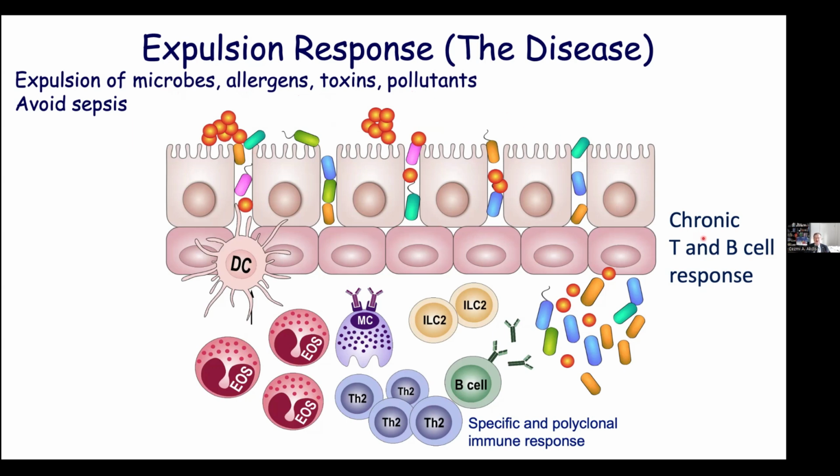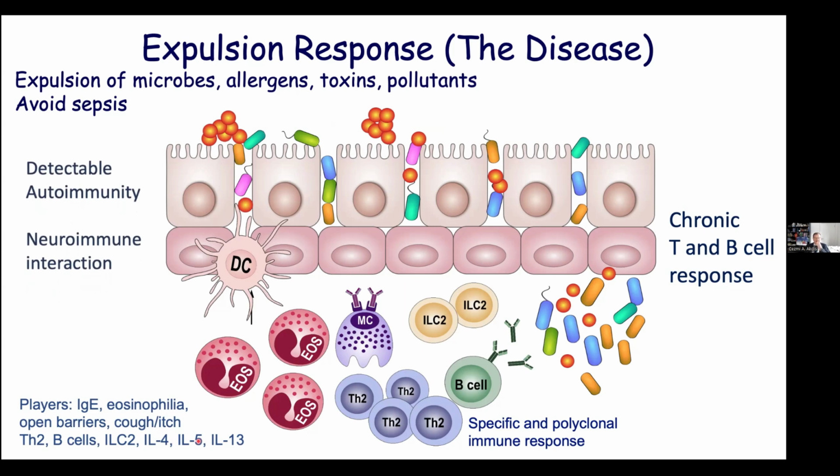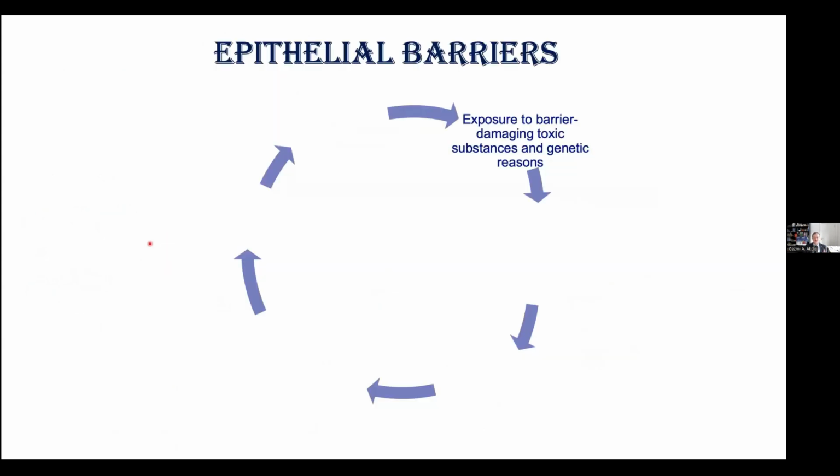This is together with chronic T and B cell response, as we are seeing in asthma, allergic rhinitis, chronic rhinosinusitis, atopic dermatitis, eosinophilic esophagitis, and this chronic T and B cell response is taking place. And there are players in allergic disease like IgE, eosinophilia, open barriers, cough or itch, Th2 cells, B cells, innate lymphoid cells, IL-4, IL-5, IL-13. And at the same time, there is detectable autoimmunity and neuroimmune interaction, which I didn't mention too much in this talk. So we are now coming to the last slide, summarizing here.